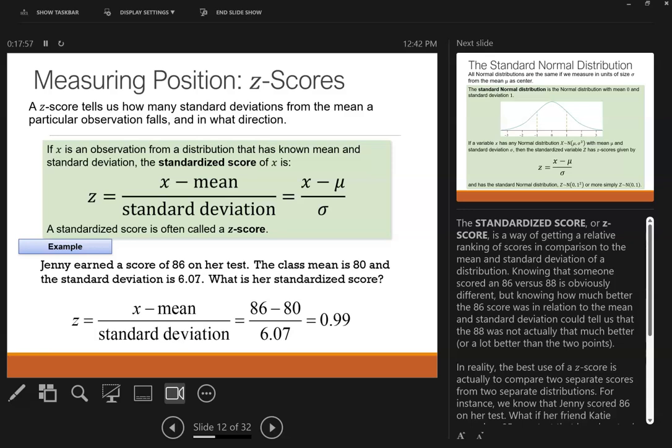So if you remember our 68, 95, 99 rule, she'd be about the 84th percentile, because half of it is 50% and then the other half of the 68 is 34. 50 plus 34 is 84, which is the same thing we observed when we did the percentile rank from before.